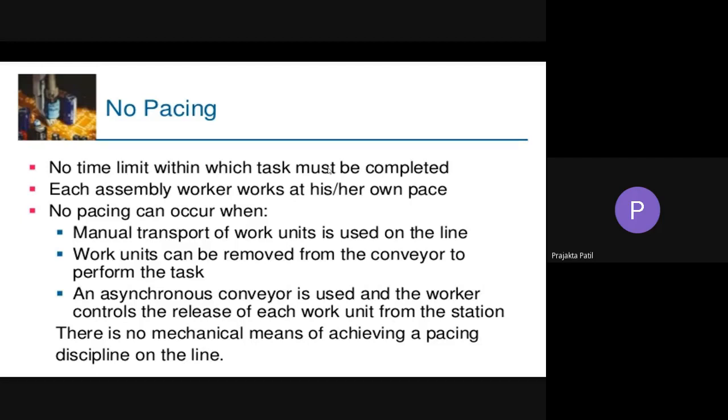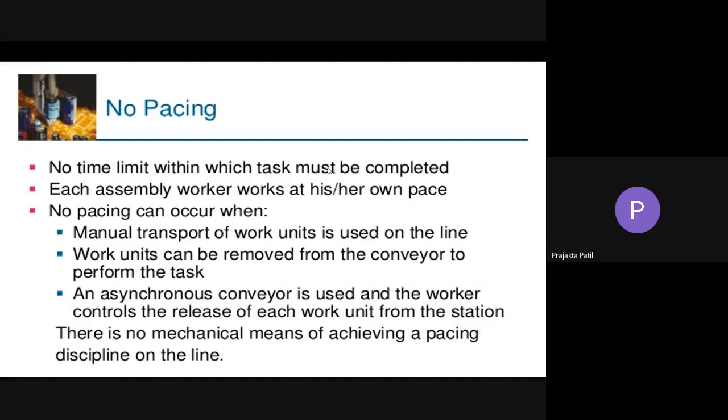So pacing is when a certain time is actually assigned for the task to be completed. Rigid pacing is fixed time given; you have to complete the task in that time. Pacing with margin is when time is given, but you still have some flexibility, some allowance given. And the third one is no pacing. In no pacing, there is no time limit given. So no time limit within which the task must be completed. Each assembly worker works at his or her own pace. No pacing can occur.